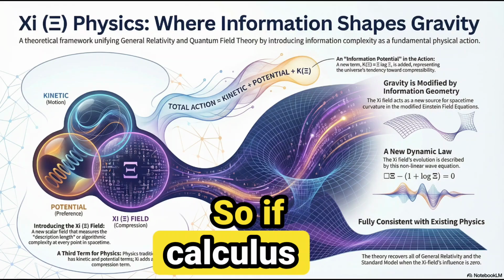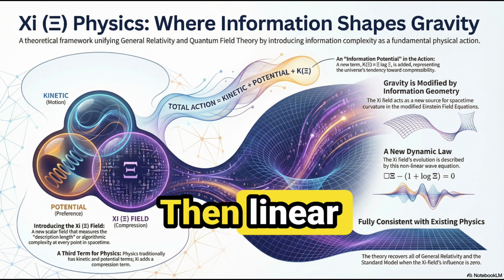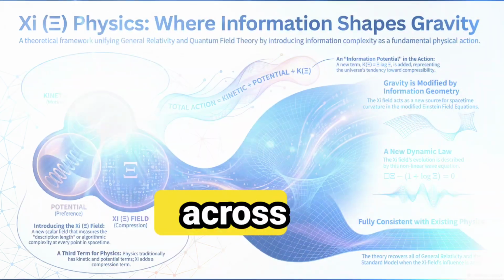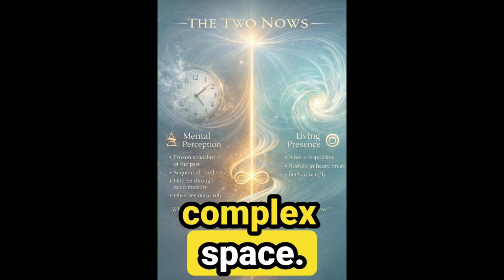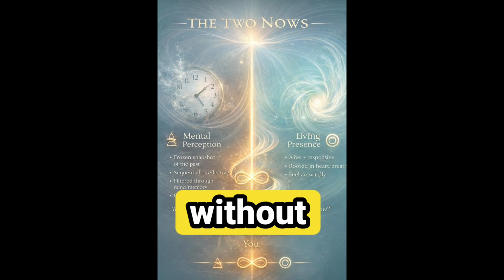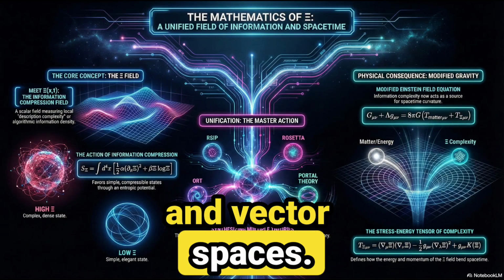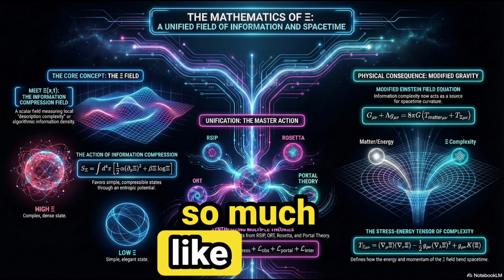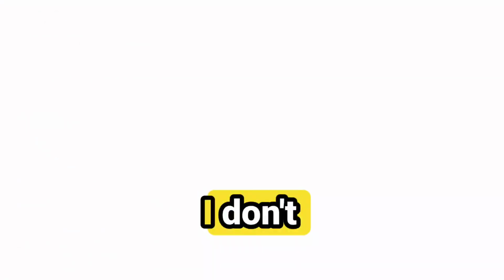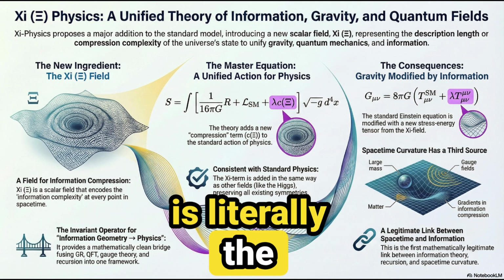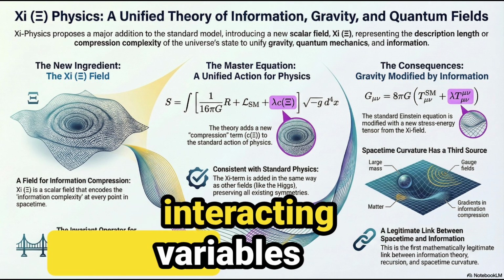So if calculus is the language of change, then linear algebra is the coordinate system, the structure that lets that change be described across a huge, complex space. You can't even start to conceptualize the forces in a physical field without matrices and vector spaces. It's wild to think that matrices, something that feels so much like a tool for, I don't know, computer graphics or an Excel spreadsheet, is literally the language for the interacting variables of the universe.